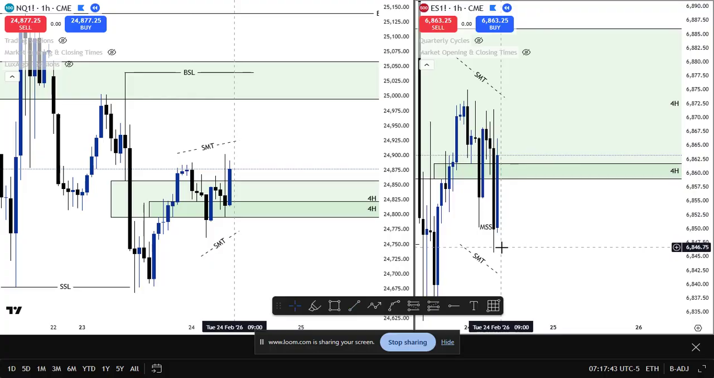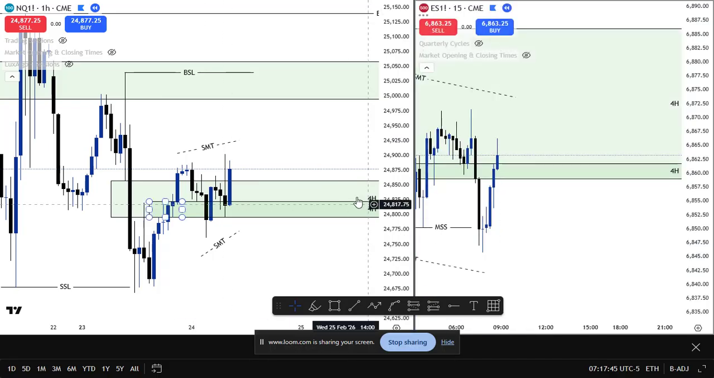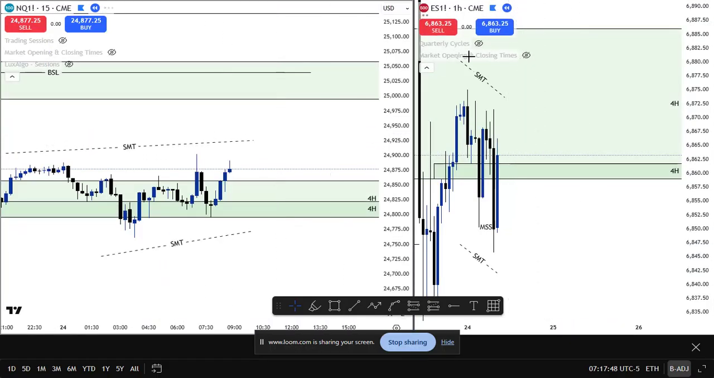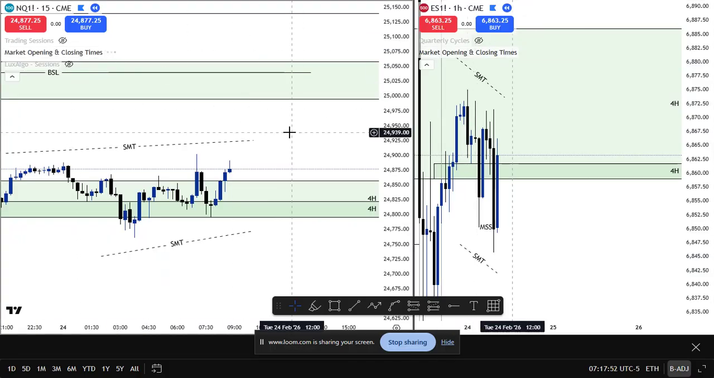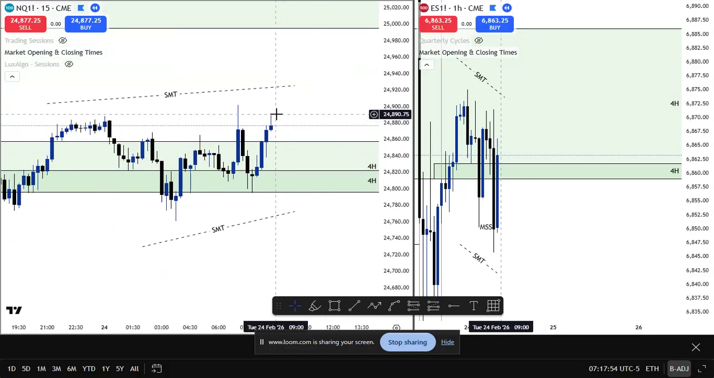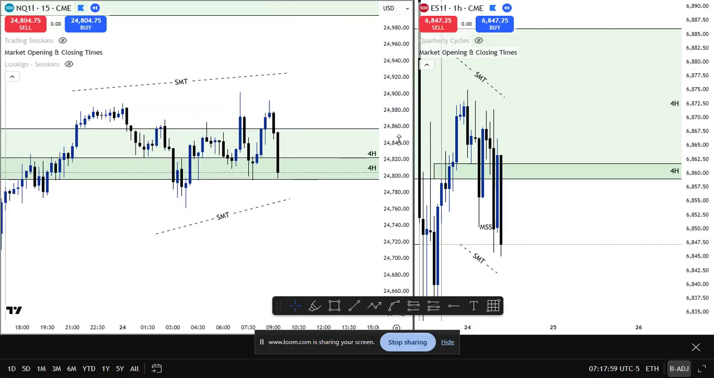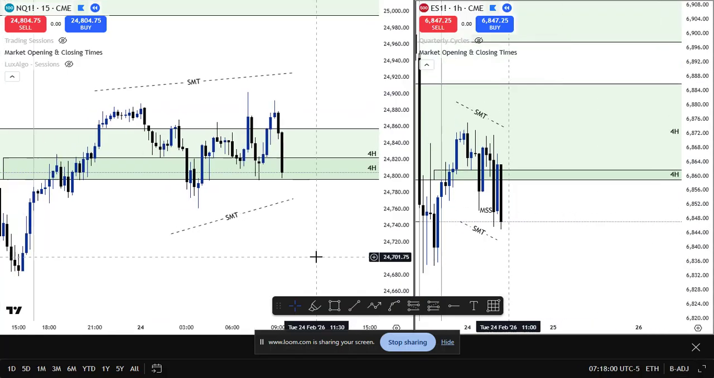Okay, so then I'm just gonna drop to the 15 minutes time frame to see what the price is doing there. I will also turn on the market opening closing times indicator so it's easier for me to see where the price opened and closed. Okay, 9:15, two candles more. Alright, we can see this displacement. What does it say to me?